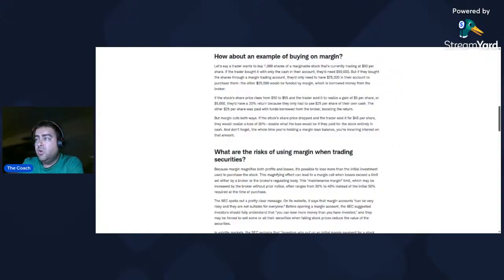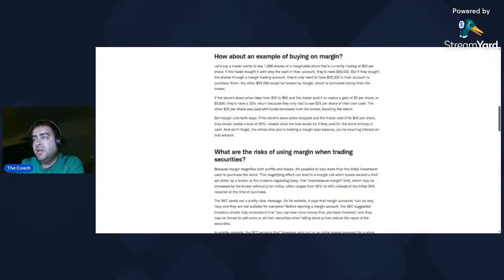See that? So a $5 per share return, which is typically a 10% return, you're actually magnifying now. So you're at a 20% return. So you're 4xing your rate of return and you're not even trading 4x. Amazing, right? The other 25% per share was paid with funds borrowed from the broker, boosting the return. But margin cuts both ways.